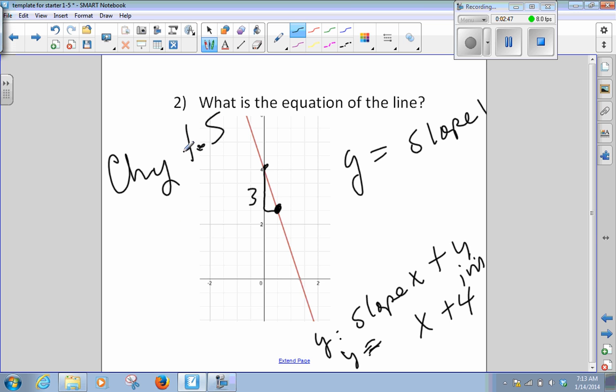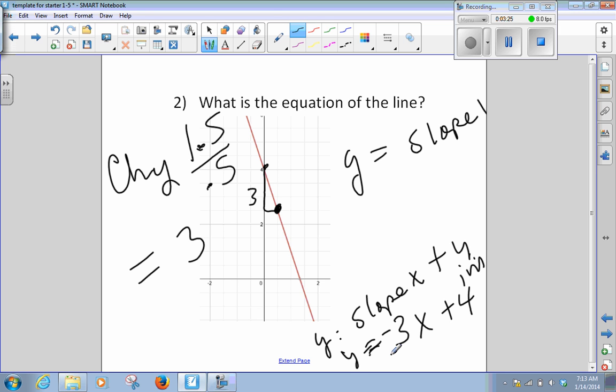Remember, the oldest trick in the book is that they really like to mess with you kids when it comes to your scale. So it goes down from 4 to 2.5. So it actually went down 1.5. And then it only went over a half. So if you put in your calculator 1.5 divided by 0.5, that'll give you a 3 for a rate of change of 3. It's sloping downward, so that means it's going to be a -3. So my equation is y equals -3x plus 4.